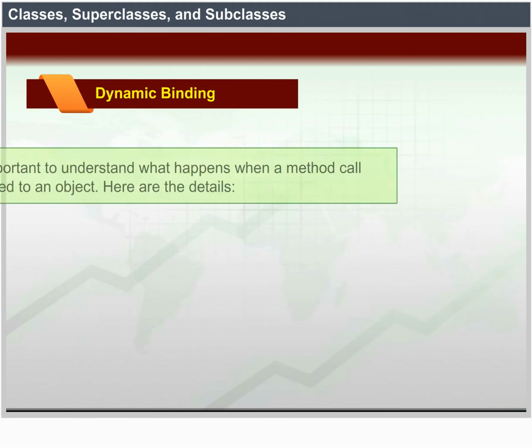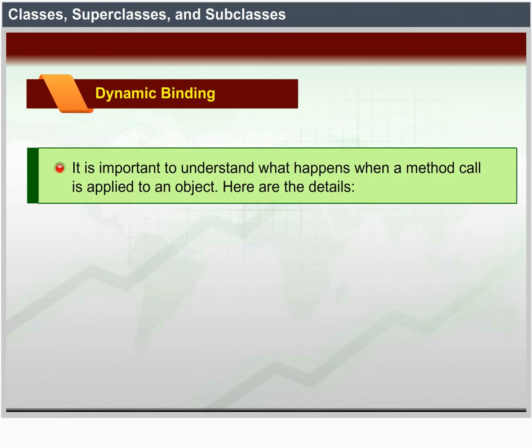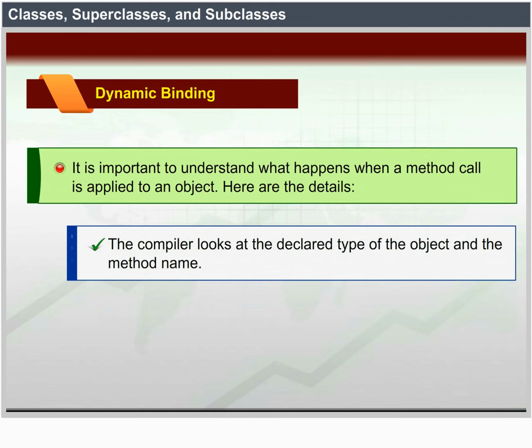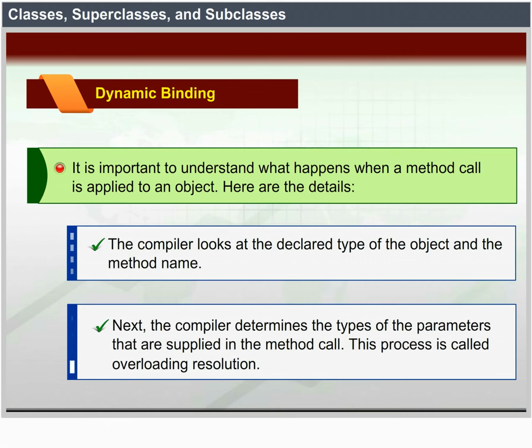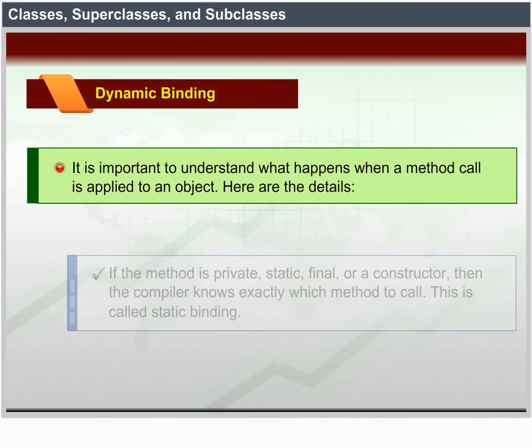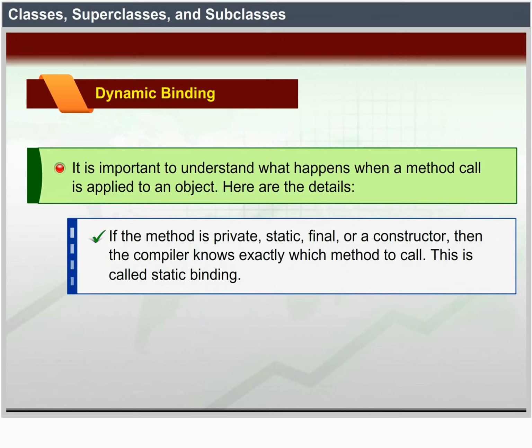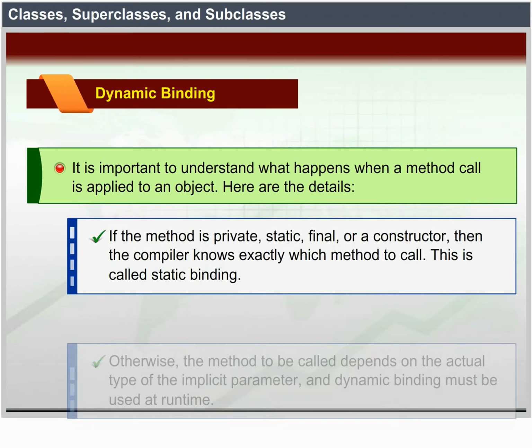Dynamic binding. It is important to understand what happens when a method call is applied to an object. Here are the details. The compiler looks at the declared type of the object and the method name. Next, the compiler determines the types of the parameters that are supplied in the method call. This process is called overloading resolution. If the method is private, static, final or a constructor, then the compiler knows exactly which method to call. This is called static binding.